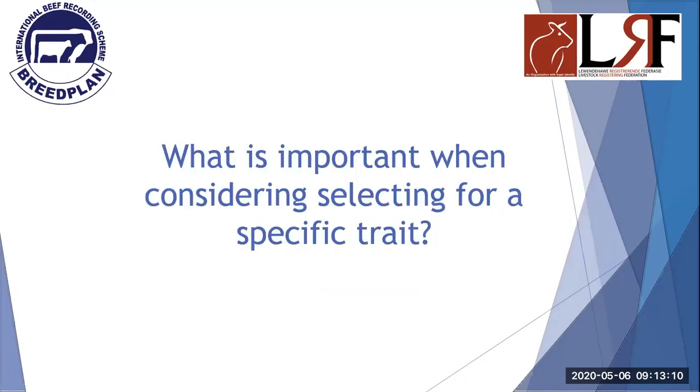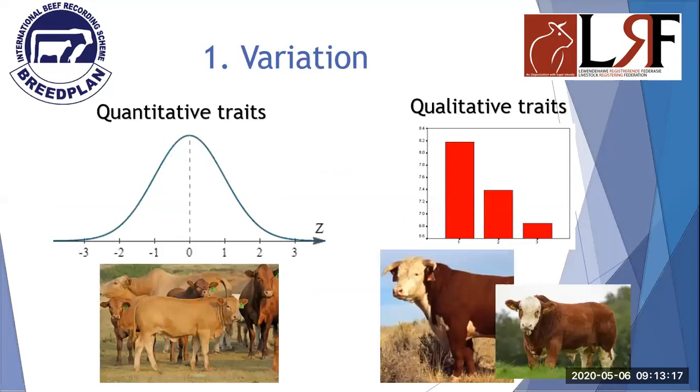So what is important when we consider selecting for a specific trait? What should we keep in mind? So the first thing is that there needs to be some variation in the traits that we see and measure in animals in order for us to select for it. So we have two different types of traits. We have the quantitative traits and we have the qualitative traits.